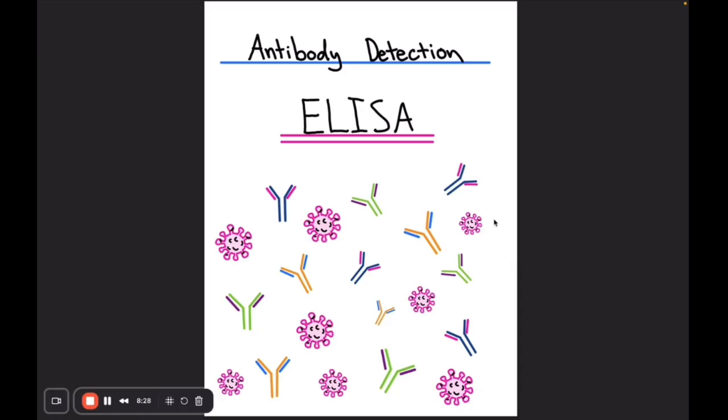This second assay is called an indirect ELISA, and it is used to detect antibodies in a patient's serum that recognize SARS-CoV-2 proteins such as the spike glycoprotein. A positive result here means that the patient's immune system has responded to the virus, either through infection or vaccination.